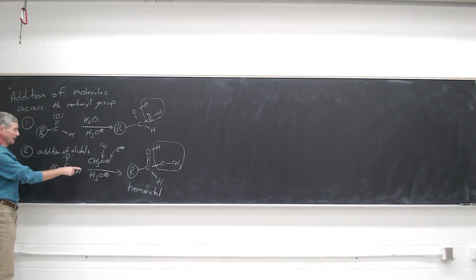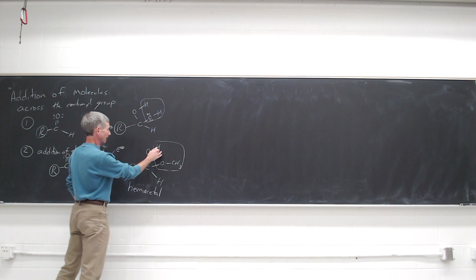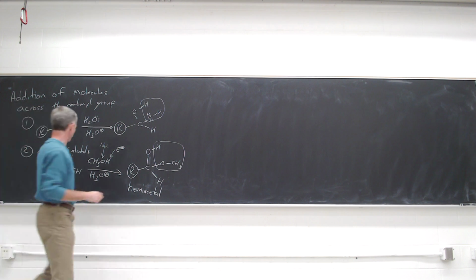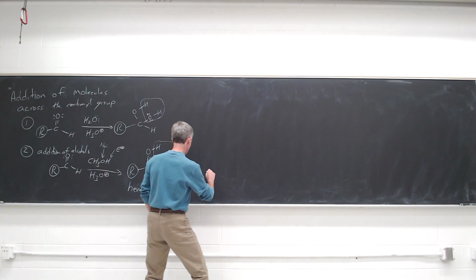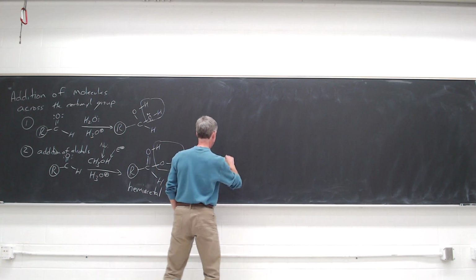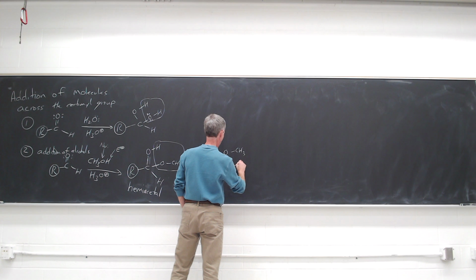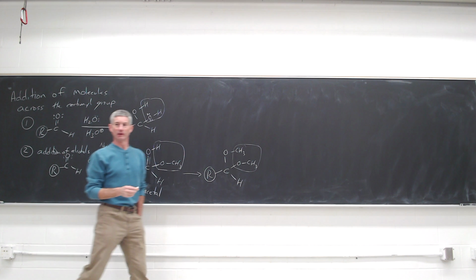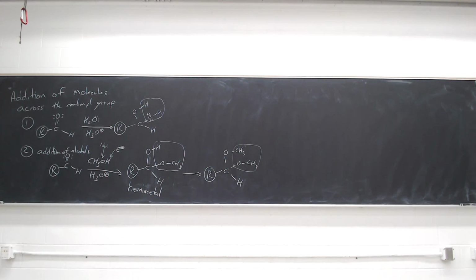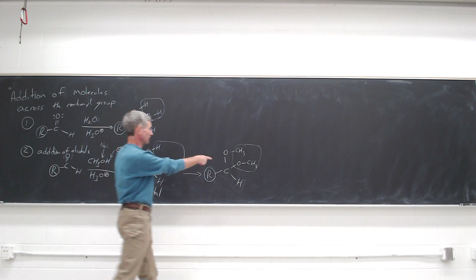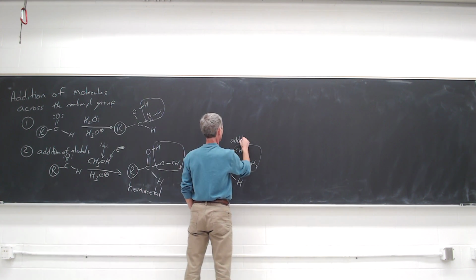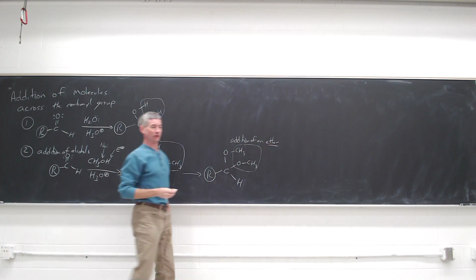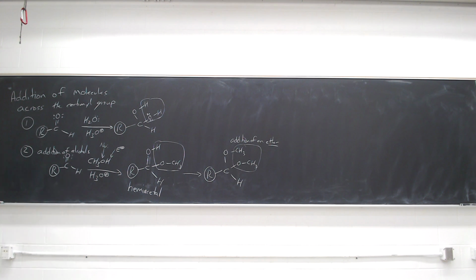It's possible in aqueous acid to go still further and add an alkyl group in place of that hydrogen to go all the way to a full acetal. So in this case, we've effectively added the elements of diethyl ether, right? Addition of ether across the carbon-oxygen double bond.